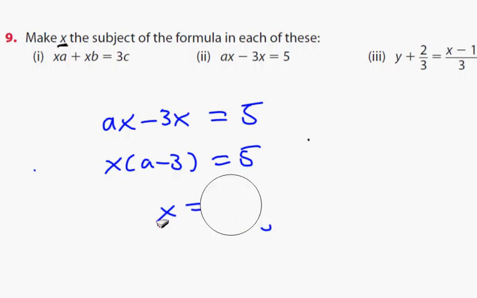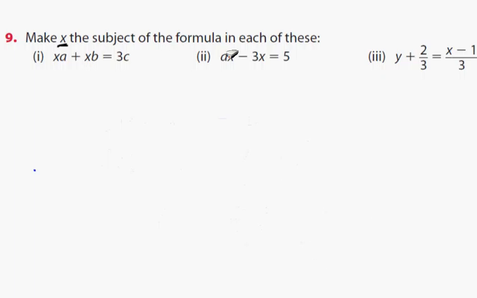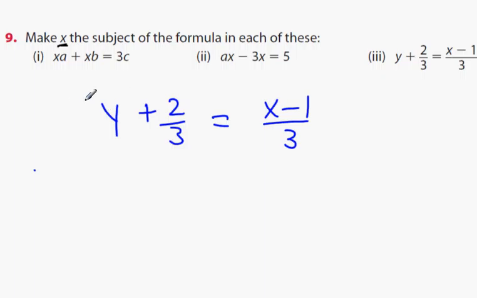Now, let's try the next one. The next one is a bit more difficult looking, isn't it? Why is the next one more difficult looking? Can anybody tell me? Fractions, isn't it? What can we multiply both sides by to get rid of the fraction? Can multiply by 3, couldn't we? Yeah. And what happens when we multiply both sides by 3? It's going to be 3. You have to multiply the top and bottom by 3, don't you?